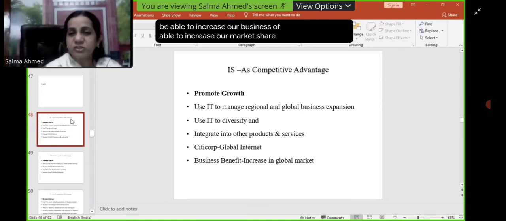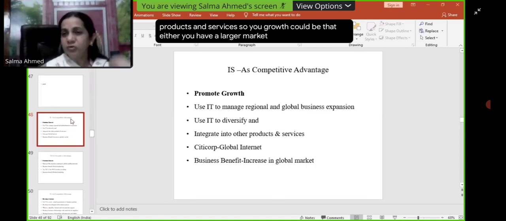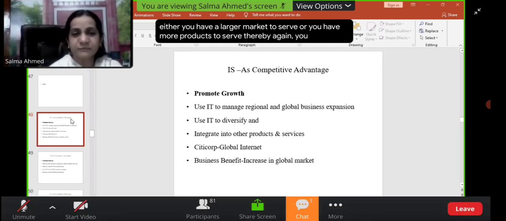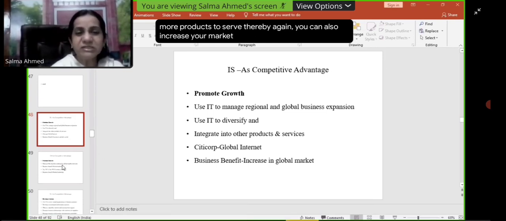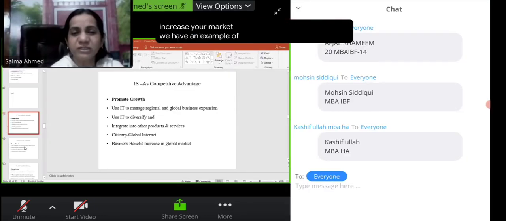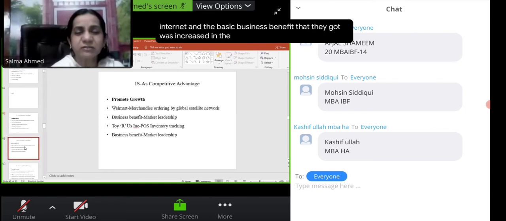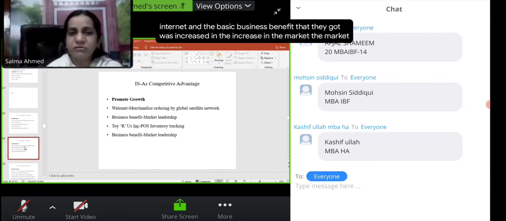So we use information technology to diversify and integrate into other products and services. So your growth could be that either you have a larger market to serve, or you have more products to serve. Thereby, again, you can also increase your market. We have an example of City Corporation's global internet, and the basic business benefit that they got was increase in the market.